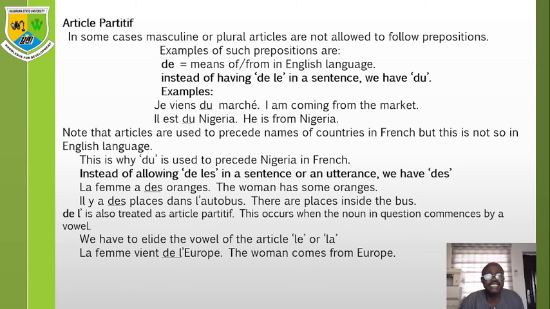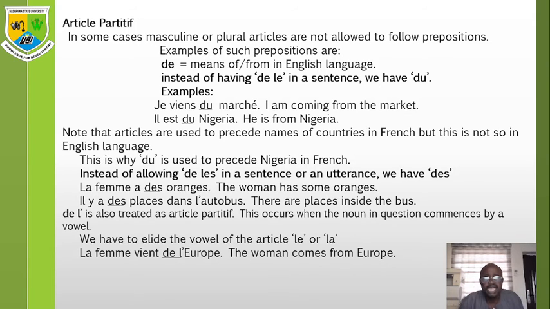Il est du Nigeria. He is from Nigeria. Du means de and le. Note that articles are used to precede names of countries in French, but this is not so in English. This is why du is used to precede Nigeria in French. Instead of allowing de les in a sentence, we have des.